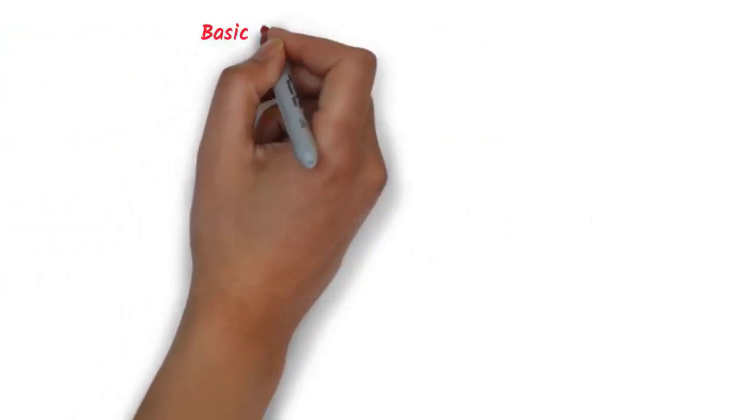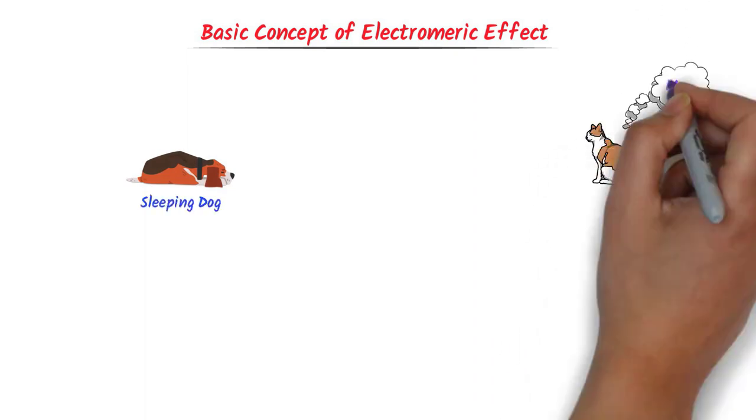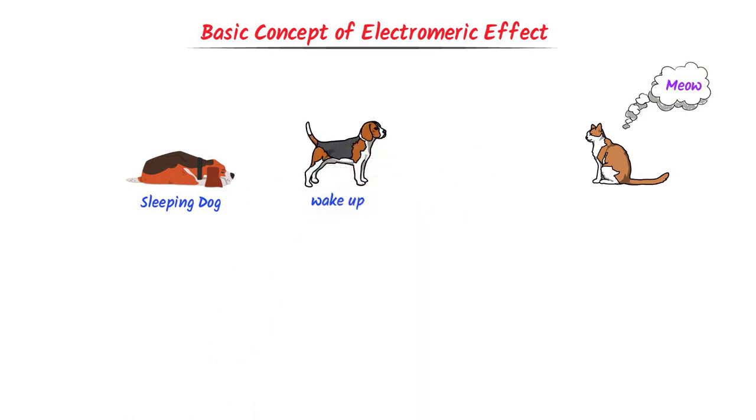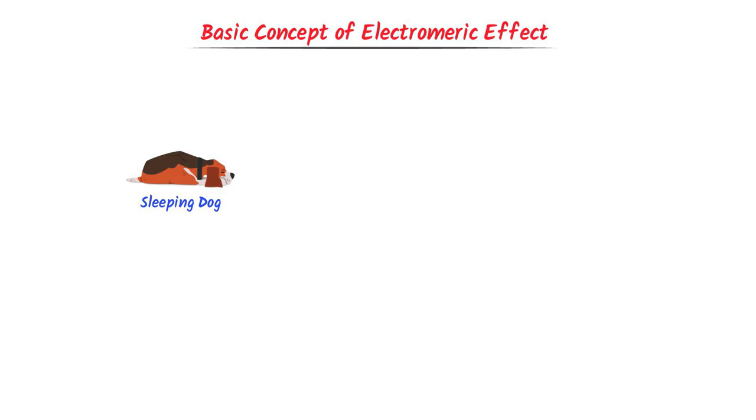Firstly, let me teach you the basic concept of electromeric effect. Consider the sleeping dog. Now let it hear the sound of a cat. The sleeping dog will instantly wake up. There are 100% chances that the dog will attack the cat. Now consider the opposite case. If there is no sound of a cat, the dog will enjoy his sleeping period.